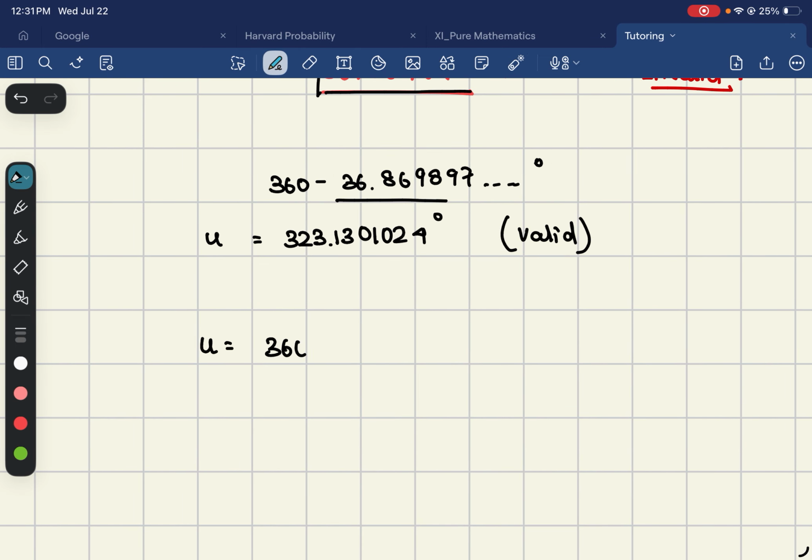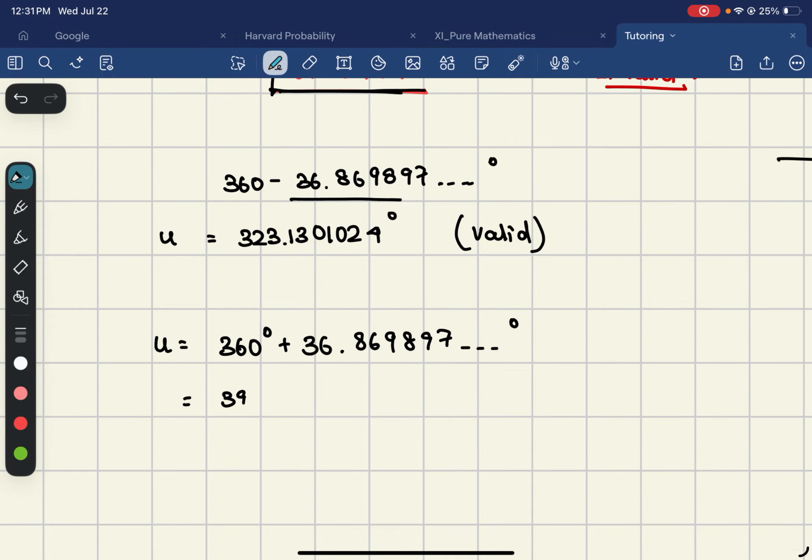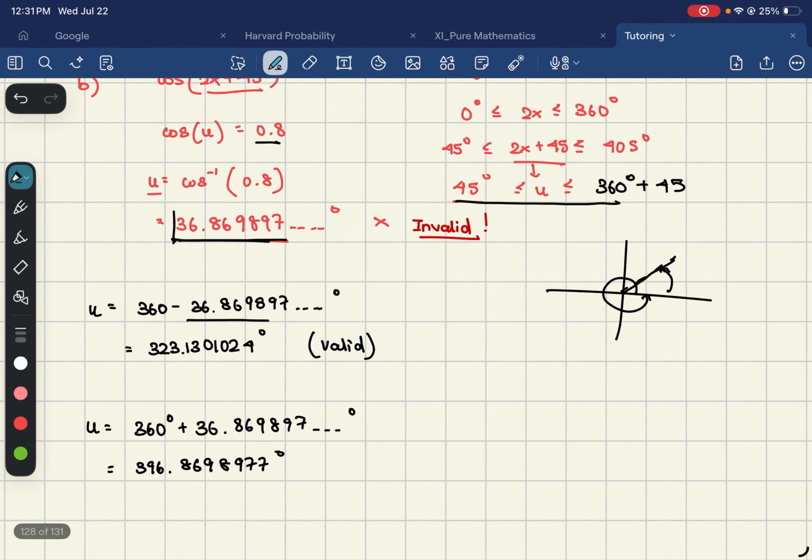So 360 degrees, which is 2 pi, plus our first quadrant answer, which is 36.869897 degrees. So my other answer is 360 plus that acute angle, which is 396.8698977 degrees. All right. So now, does this satisfy the inequality? Yes, it does, because it's less than 405.